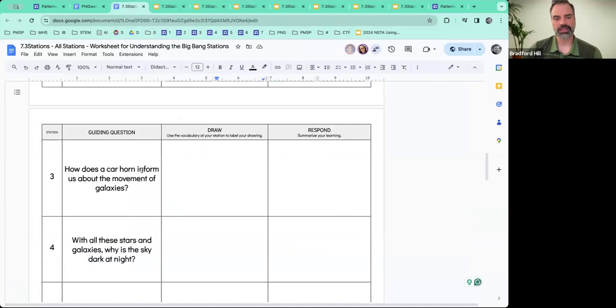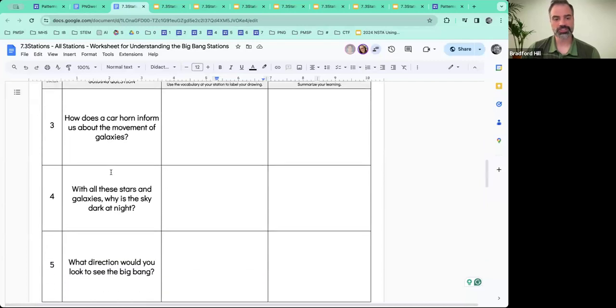And so that is how a car horn helps us. And then, of course, they make a connection that galaxies are moving away from us. So we see that same thing, that the wave crests seemingly spread out. The waves seem to be longer. So there's that one.